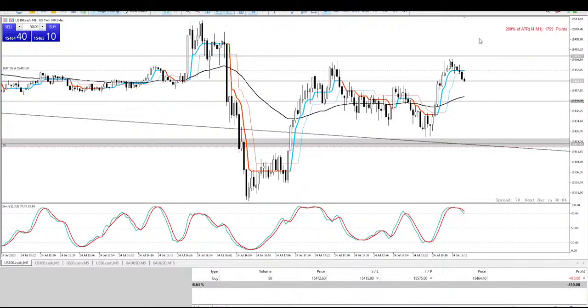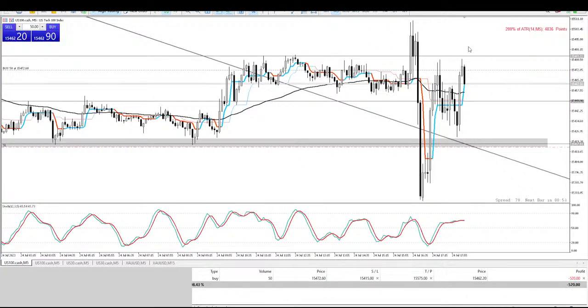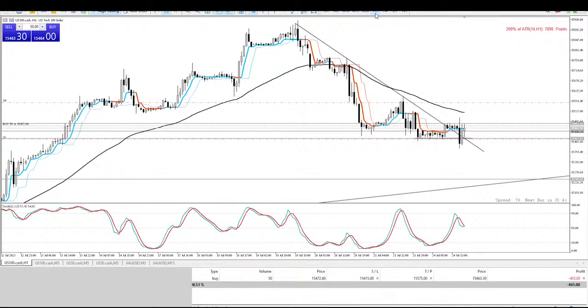Okay, so we're getting a pullback as expected. Let's see how far it goes. You could be on the right side of the trade here, Waggy. Let's see.